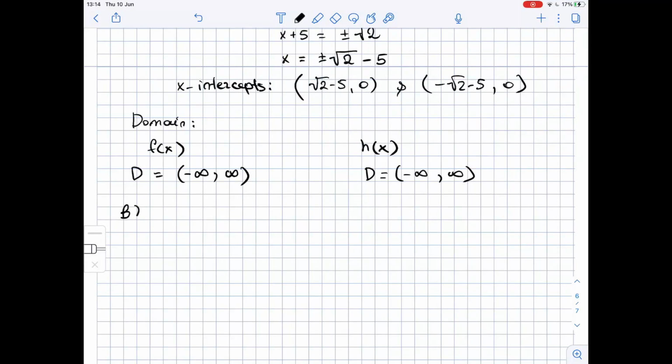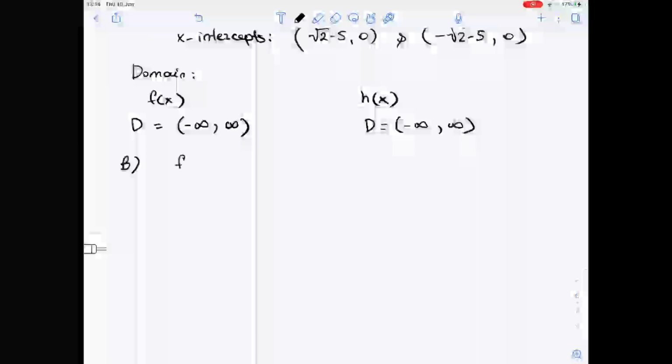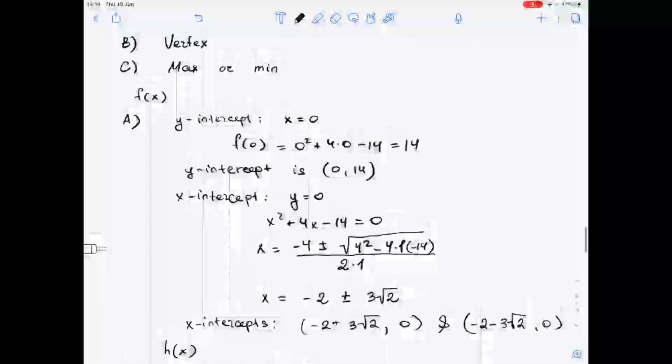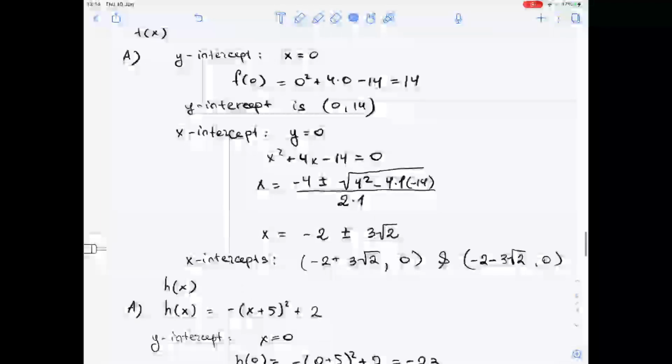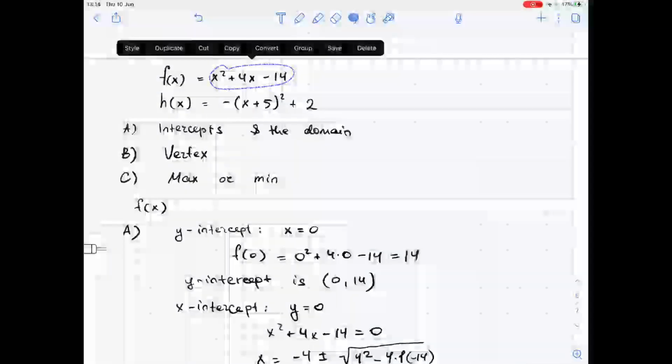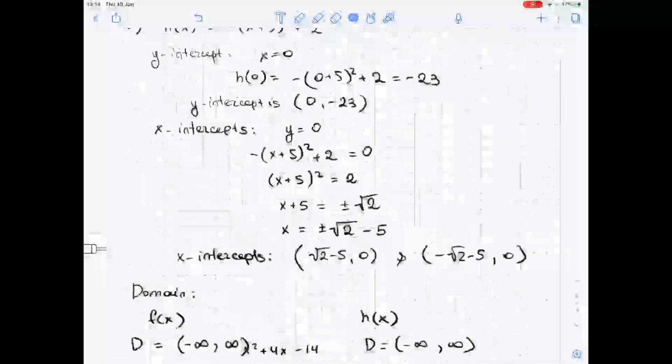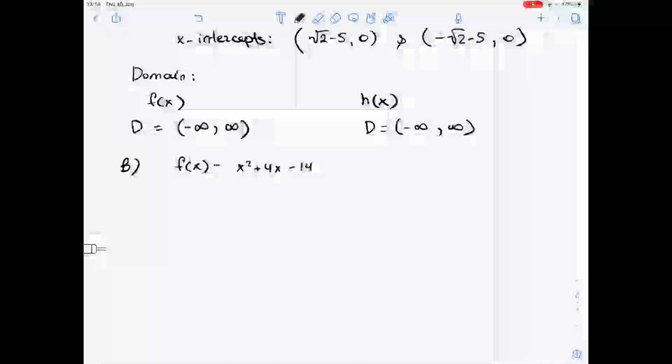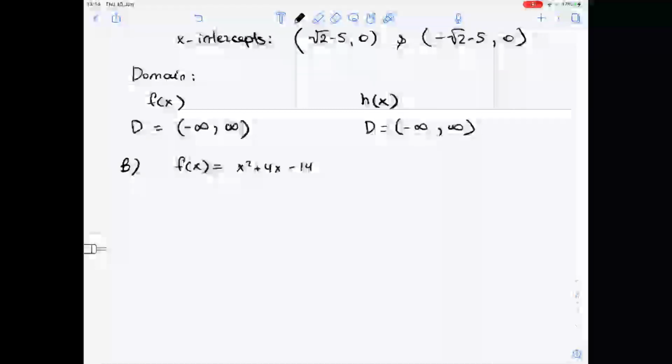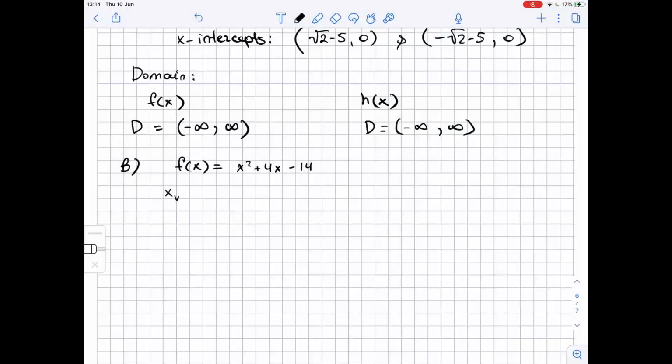So part B. In part B, we need to find the vertex. So again, we will start with f of x. I'll copy paste the function. So to find the coordinates of the vertex, we can use a formula. So the x of the vertex equals minus b over 2a, where b is the coefficient in front of x and a is the coefficient in front of x squared. So here we have b equals 4, a equals 1, so we have 2 here. That means that the x coordinate of the vertex equals negative 2.